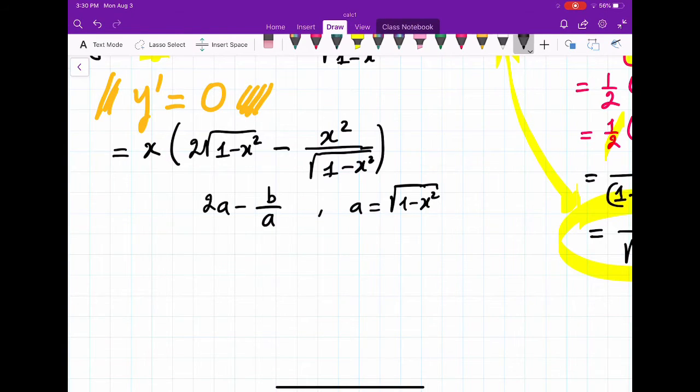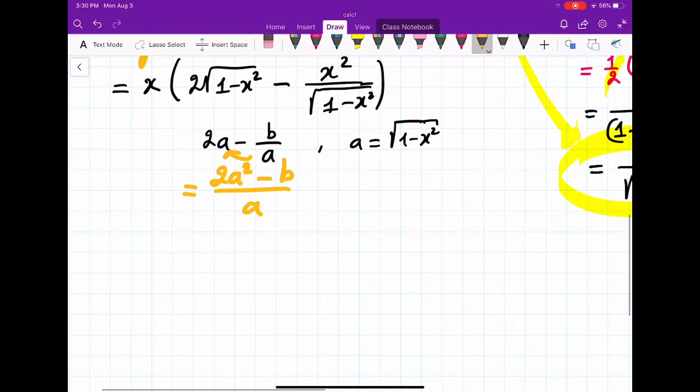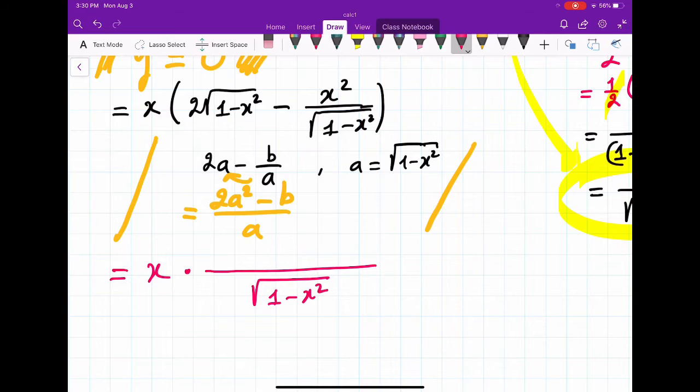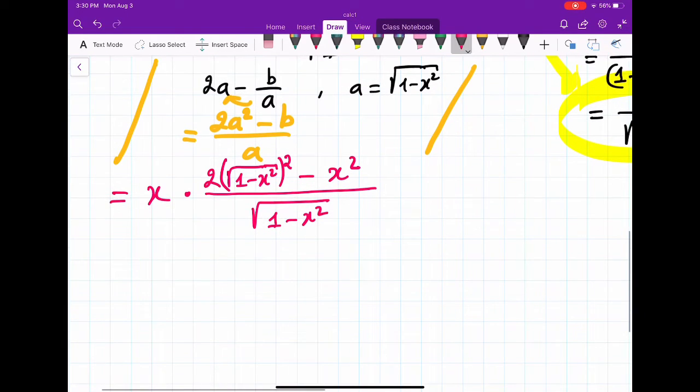So you just cross multiply and make a common denominator, which is a. So you have 2a squared minus b. You see that? If you apply this to your function, you would get x. In here, a is the square root of 1 minus x squared, and here I have 2 times the square root of 1 minus x squared, and then squared. You see? Minus x squared. But the square root and the square will cancel out, right?